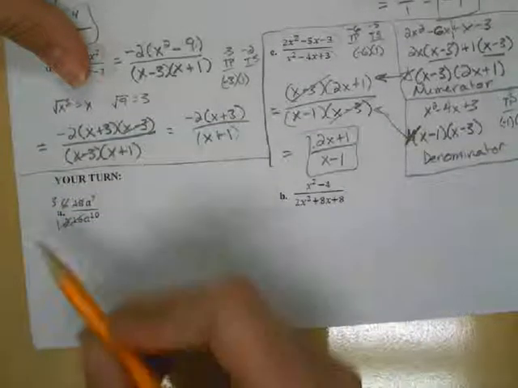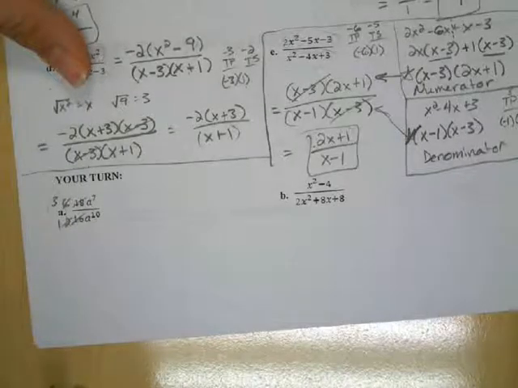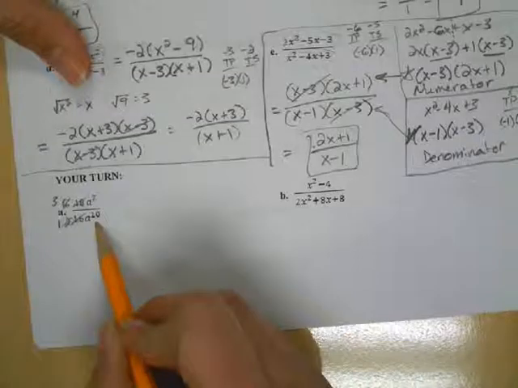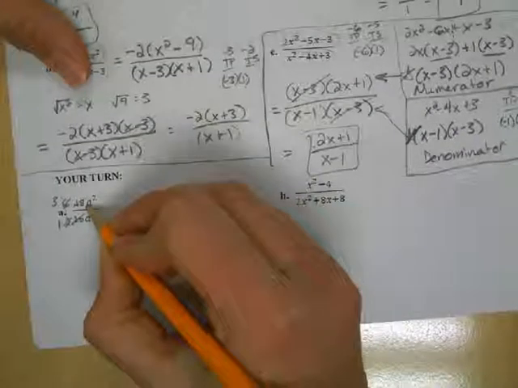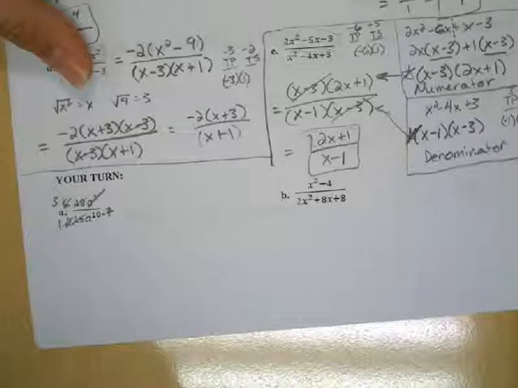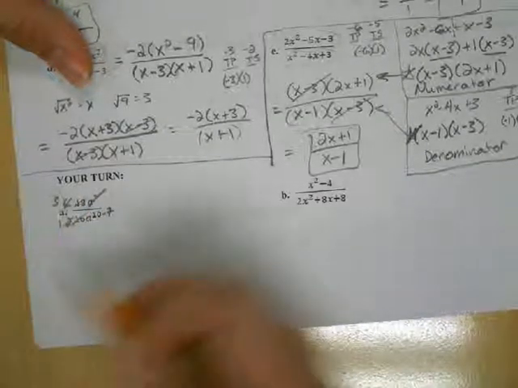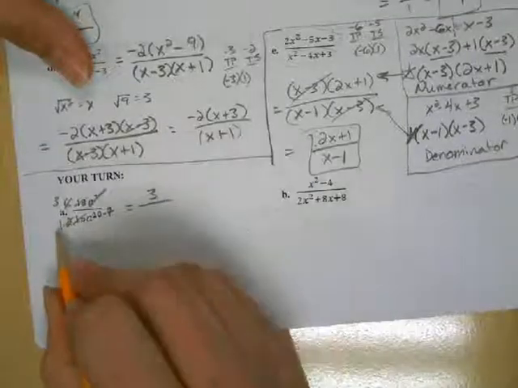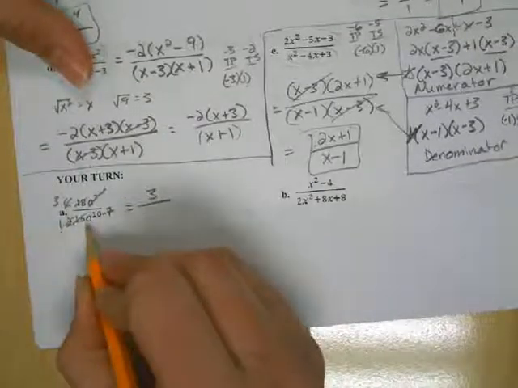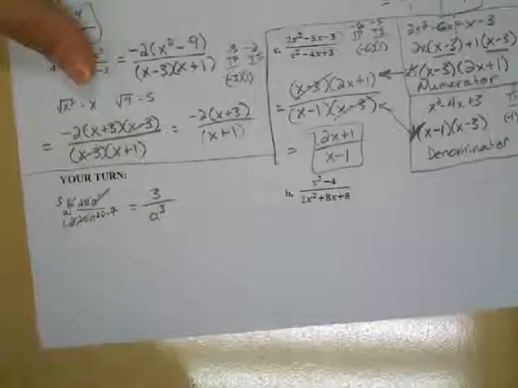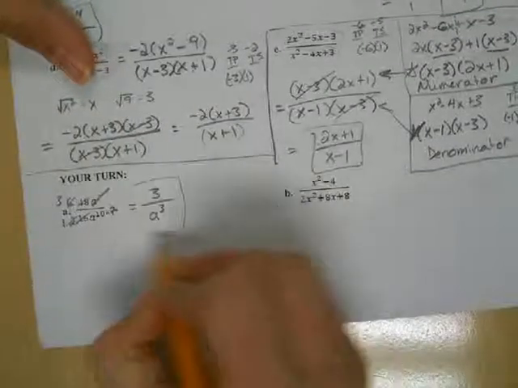So I've got 3 on the top, 1 on the bottom. Here I've got a to the 7th and a to the 10th. So I'm going to get rid of the smallest and subtract it from the largest. Up here in the top, I end up with a 3, and on the bottom, I've got a 1 and a to the 3rd. We don't need the 1, so I'm just going to write the a to the 3rd. So 3 over a to the 3rd. That's your final answer.